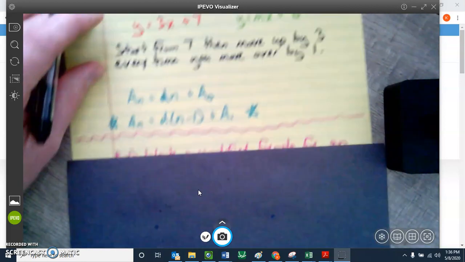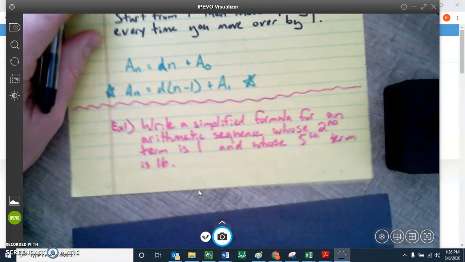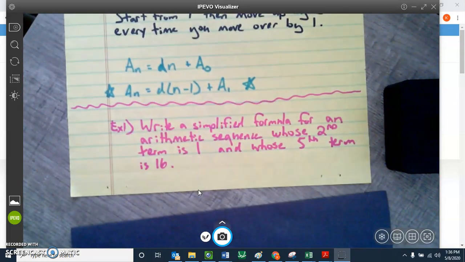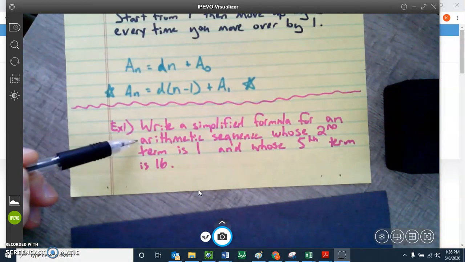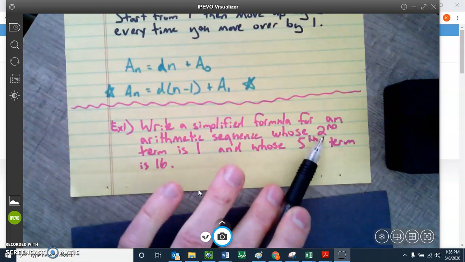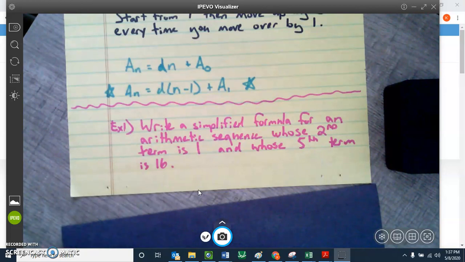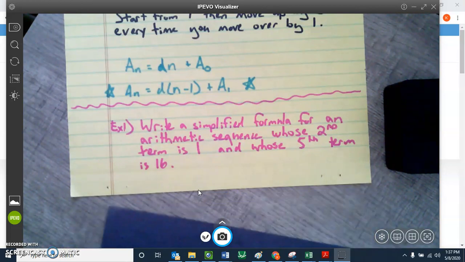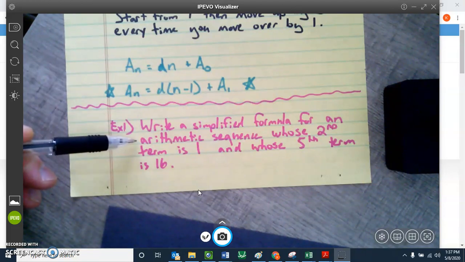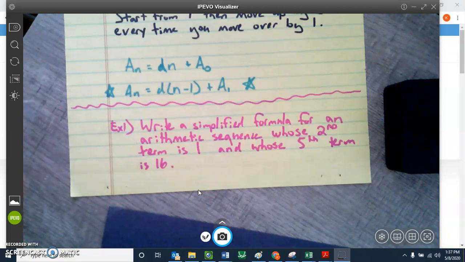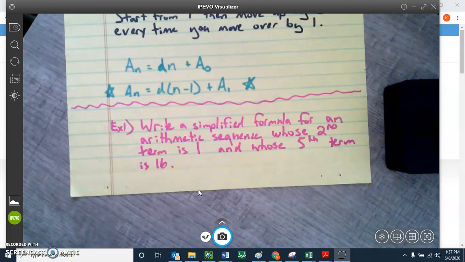Let's try an example here. I want you to come up with a formula, simplified down as much as possible. If I know it's arithmetic, so it's changing by the same amount each time, I know the second term of the sequence is 1, and I know the fifth term of the sequence is 16. Why don't you hit pause and throw some effort at it, see if you can find the simplified version. It's arithmetic, so right off the bat, your final answer should look like y equals mx plus b. There'll be n's and a's instead, but it will be linear in nature.